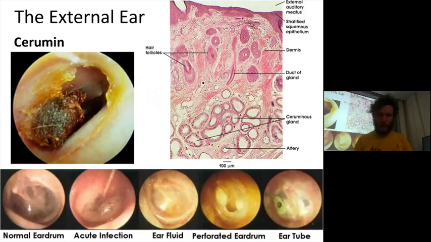We'll talk about the inner ear more in a moment. External ear fills with wax. Don't stick Q-tips in there. If you want to get the earwax out, stick some mineral oil in there.